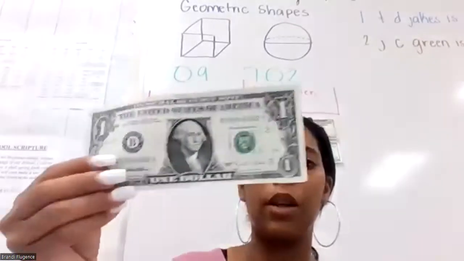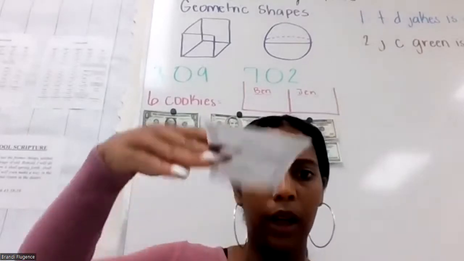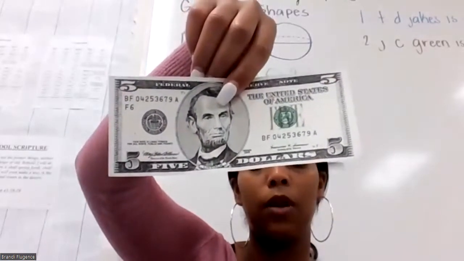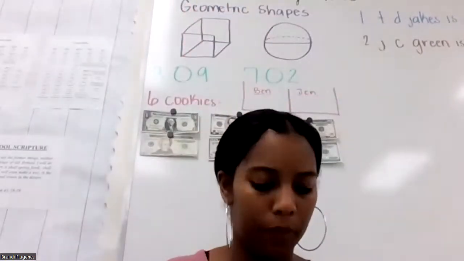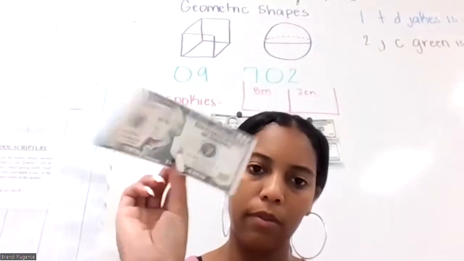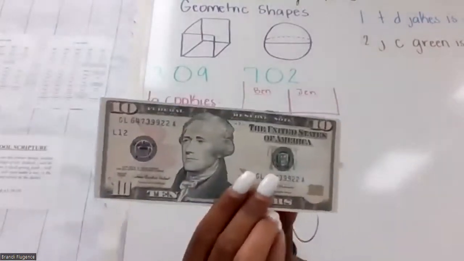So get the bills. You'll get a 1, and you'll get a 5. Lay it out, just one of them, in front of you. You have more than one, but just get one. A 5. Then get a 10. Okay, a 10.